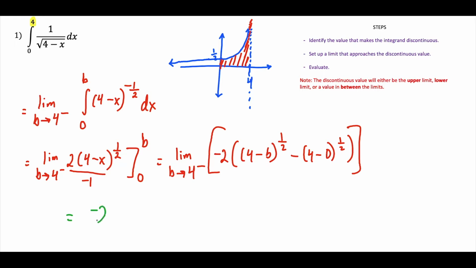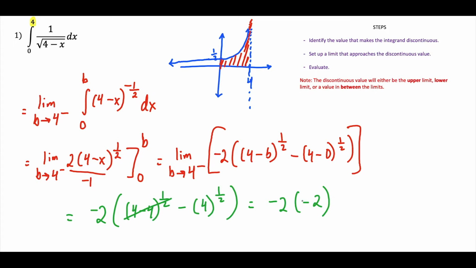So now we have negative 2, and inside these parentheses, 4 minus b is approaching 4 from the left. So we're going to have 4 minus 4 to the 1/2 power, which is really just the square root of 0. So this part cancels out. And then we've got minus 4 minus 0, which is just 4 to the 1/2 power. So if we work this out, now we have negative 2 on the outside, and then in the parentheses we have minus, and then 4 to the 1/2 power is just 2. So we get negative 2 times negative 2 is equal to positive 4.